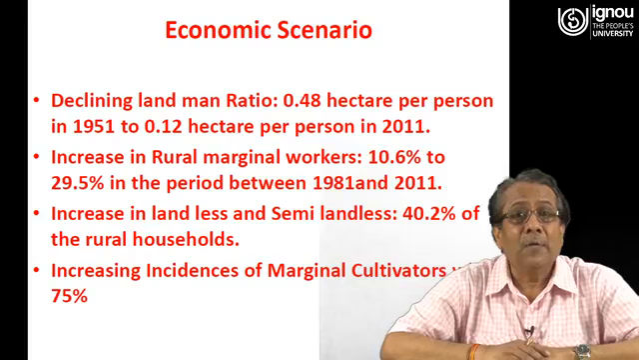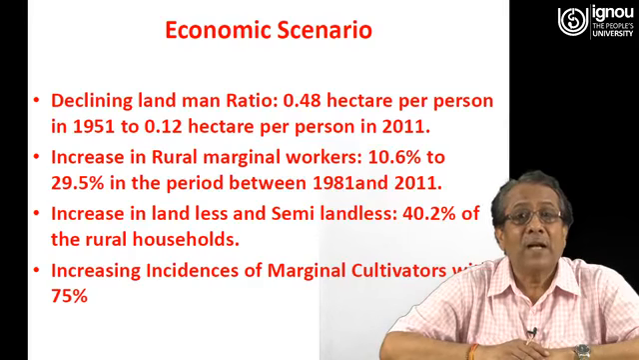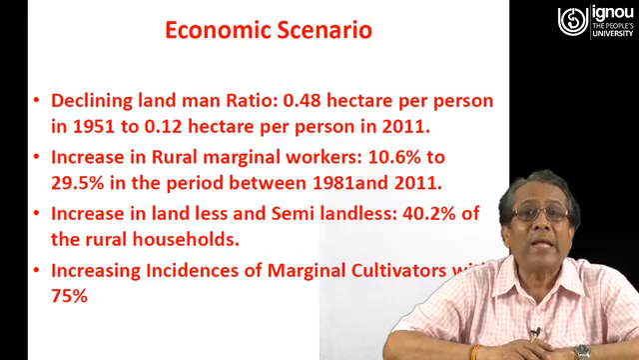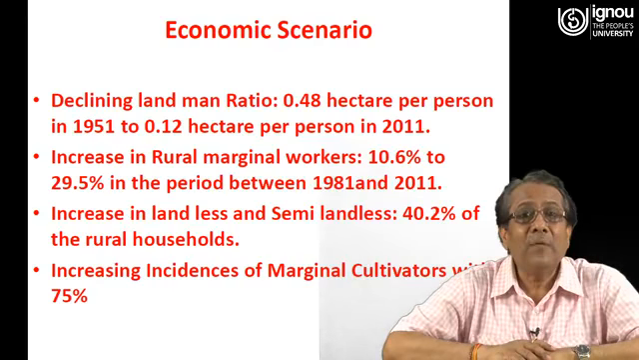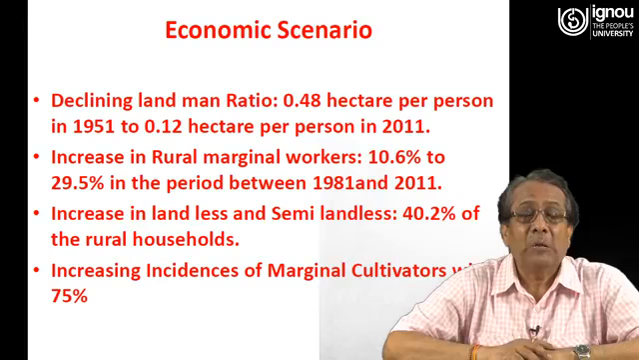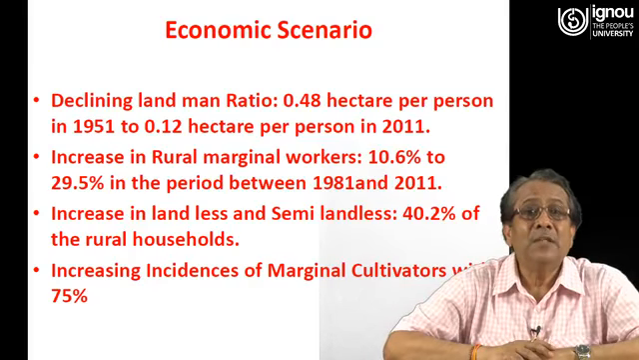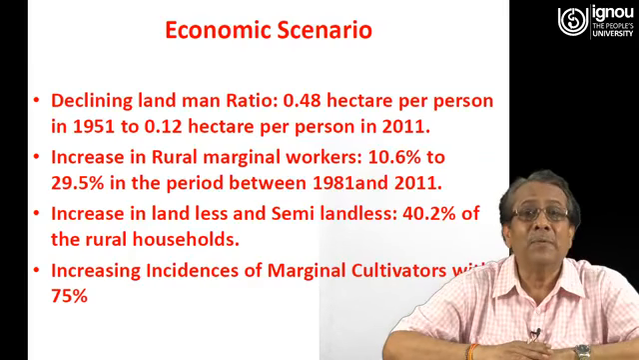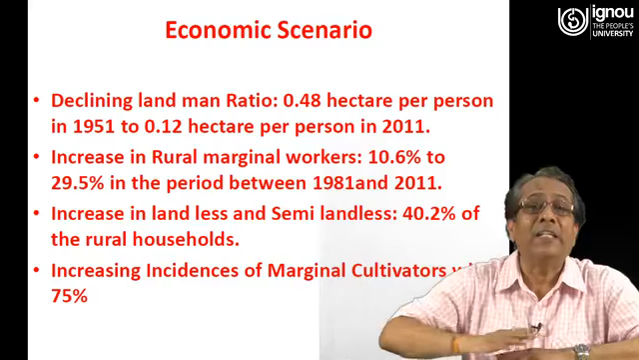With this whole growth, if we look from the early 90s onward, when India got independence, it had a land-man ratio of 0.48 hectare per person. That is in 1951. Now in 2011, the land-man ratio has declined to only 0.24 hectare per person. So what we find is that the land-man ratio of the people of the country has widely declined.